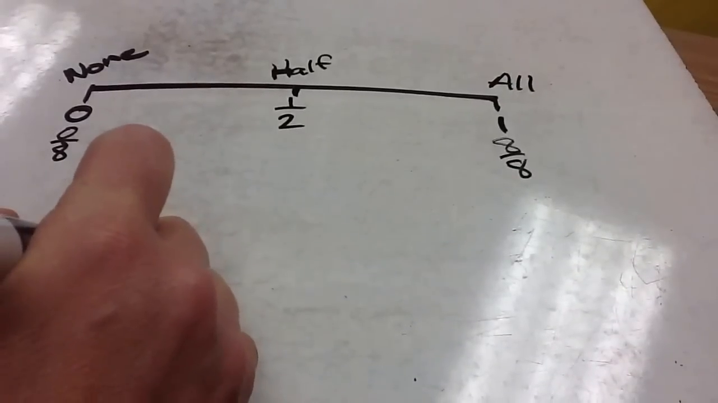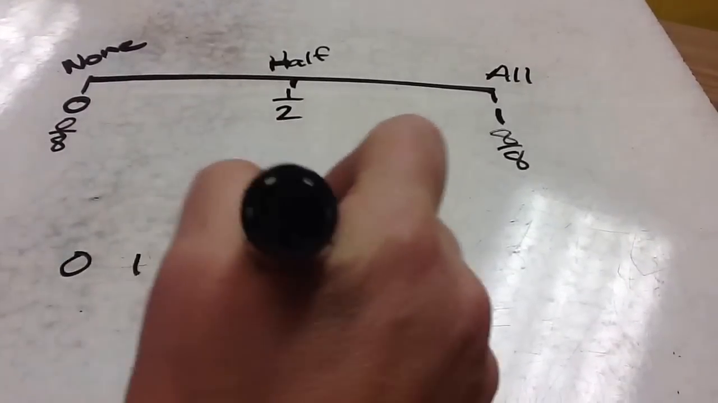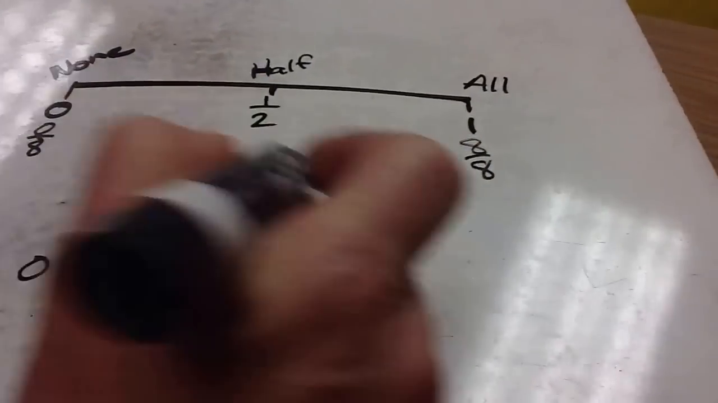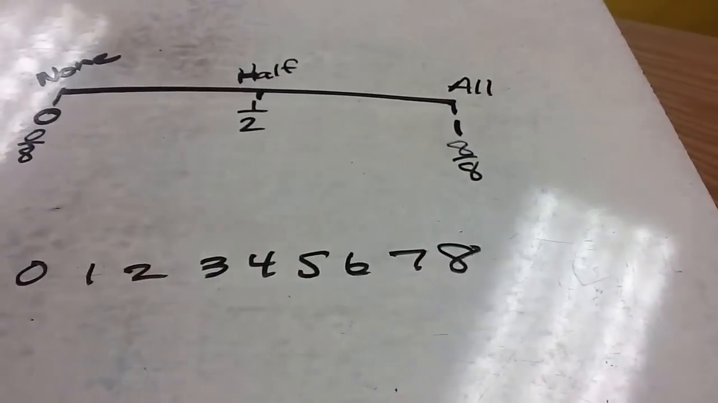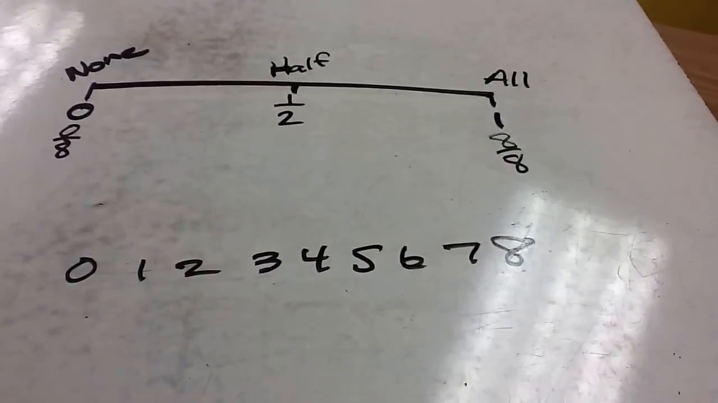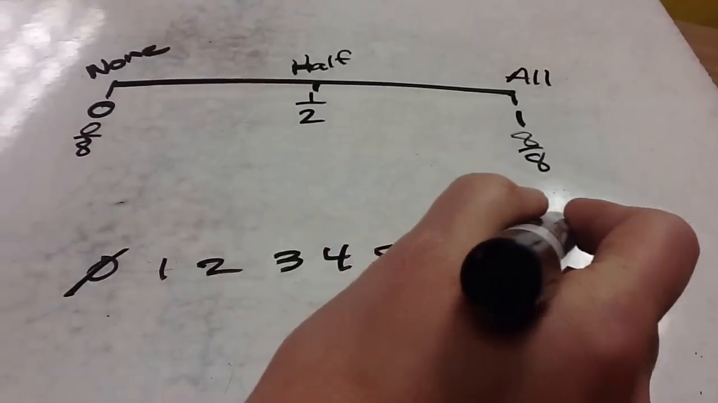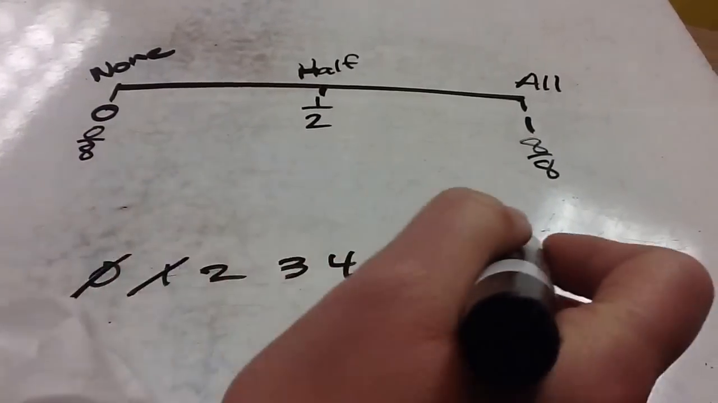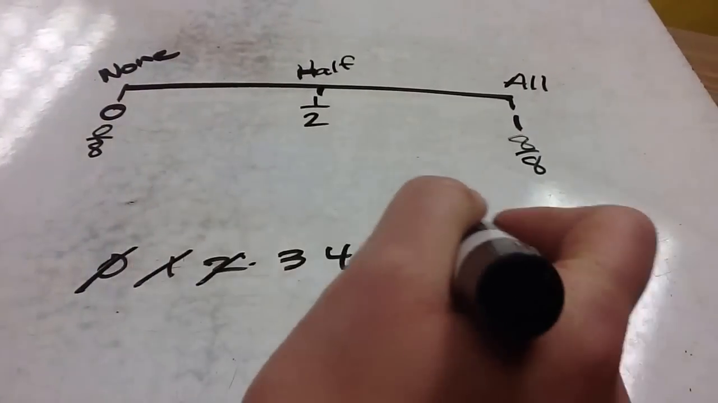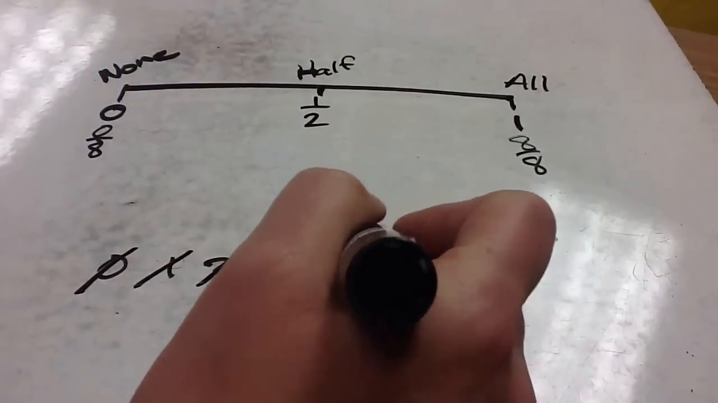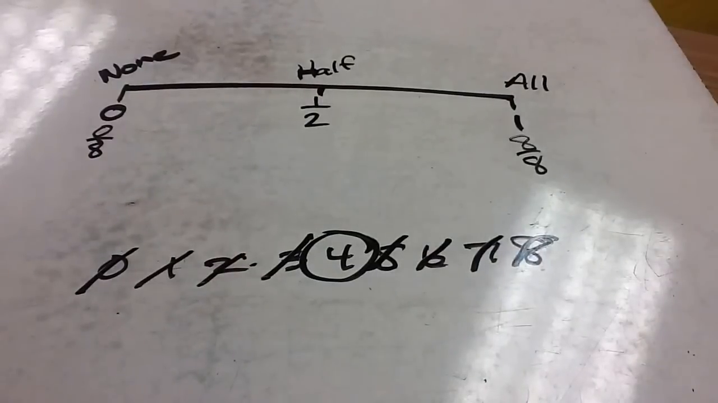If you have 0, 1, 2, 3, 4, 5, 6, 7, 8, and all these numbers have to go on the number line, let's find the halfway mark. To do that, you can cross out your first and your last numbers. First and last, first and last, first and last, and that's going to give you your middle number, 4.